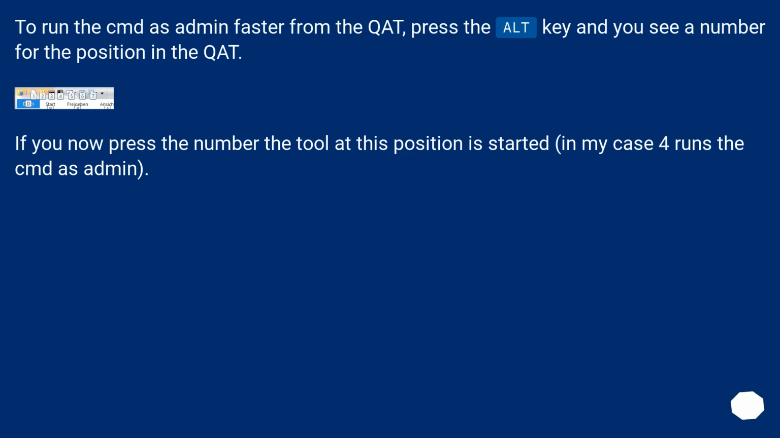To run the cmd as admin faster from the QAT, press the Alt key and you see a number for the position in the QAT. If you now press the number, the tool at this position is started. In my case 4 runs the cmd as admin.